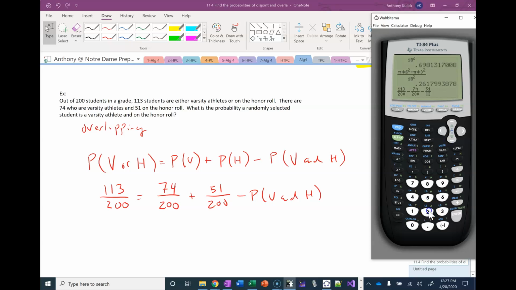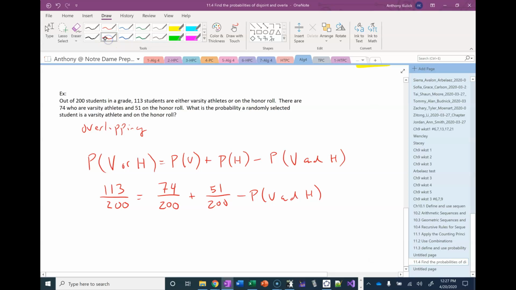51 out of 200. We get -3 out of 50. So I'm going to subtract 74 from both sides and 51 from both sides. That gives me -3 out of 50 equals, don't forget about this guy, negative the probability of B and H.